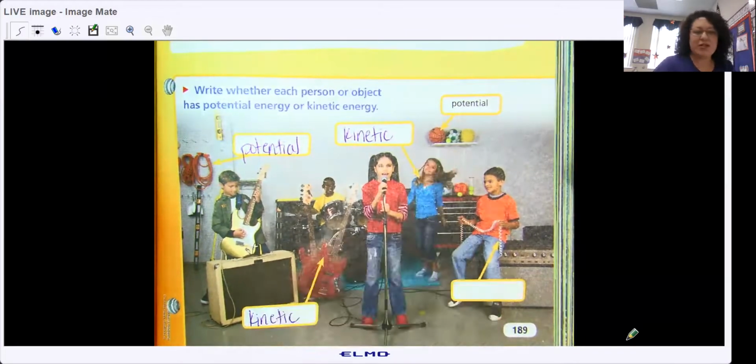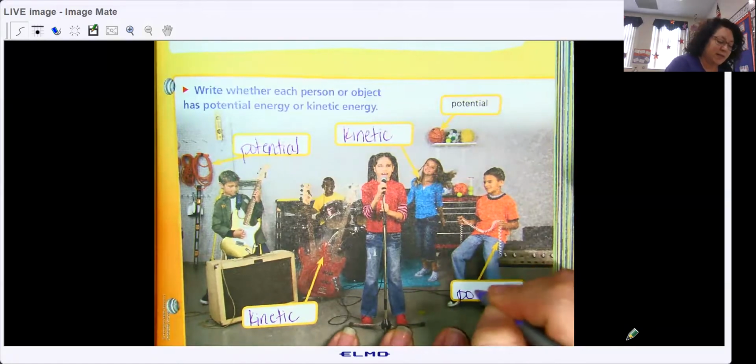And this ball up here, it's just like that ball at the top of the table. It's got potential to move. It's not moving yet. It's just resting there, storing that energy. So that's why it's labeled potential. And let's look at this boy. He's holding a cord. Is it doing anything? Is it moving? No, it's potential. It's not moving.